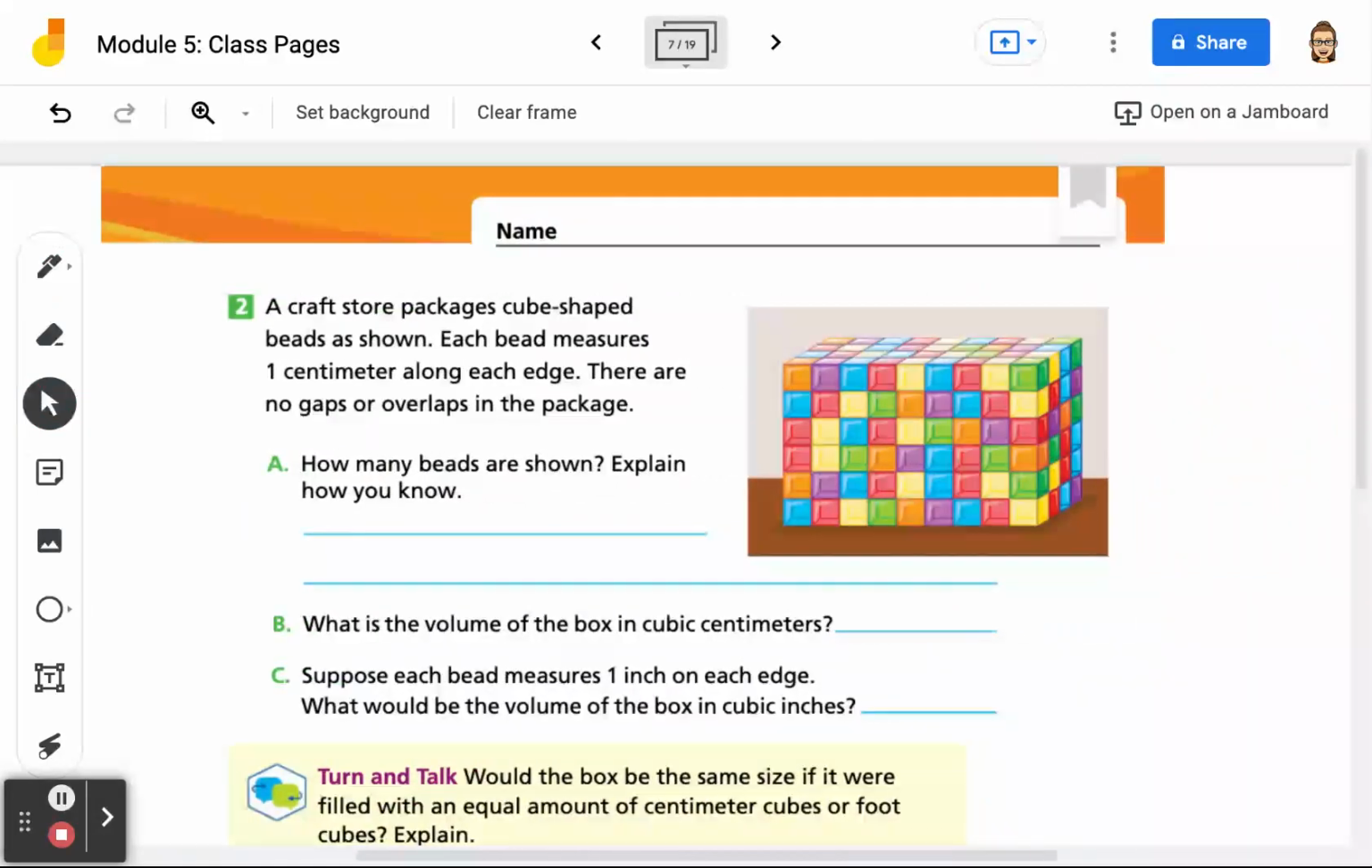The craft store packages cube-shaped beads as shown. Each bead measures 1 centimeter along each edge. There are no gaps or overlaps in the package. How many beads are shown? Explain how you know.